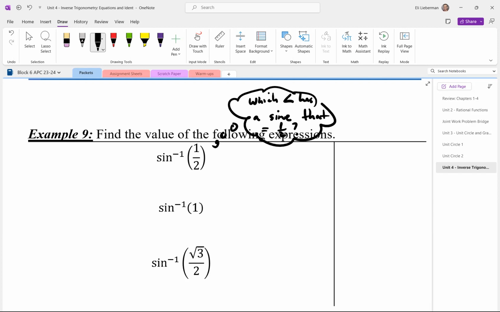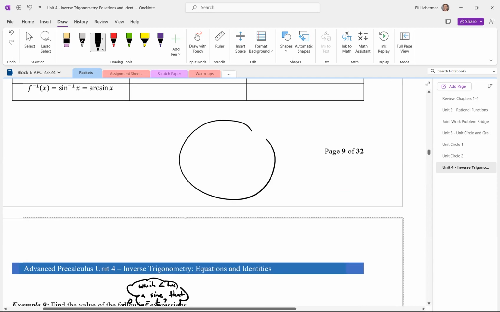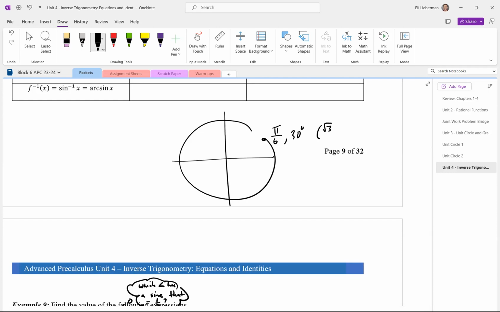So what is it? 30 degrees, do we agree? Or another way to say 30 degrees is pi/6. How are we supposed to know this? I hope you know the unit circle. You know that the coordinates are root 3 over 2 comma 1/2. So we know that the sine of that is 1/2.